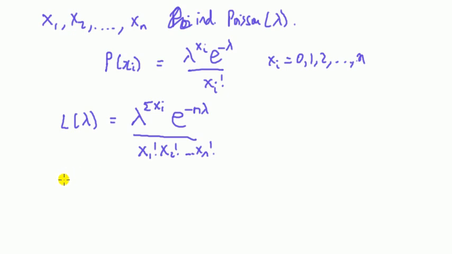I take the log of this. Using the log rules, I'm going to have the sum of xi, block by itself, times log lambda, minus n lambda, minus log of all this.